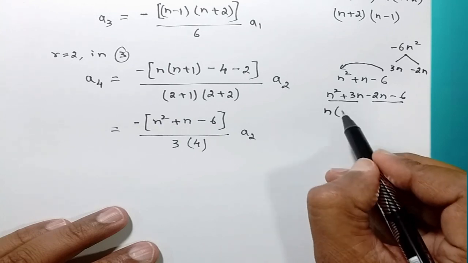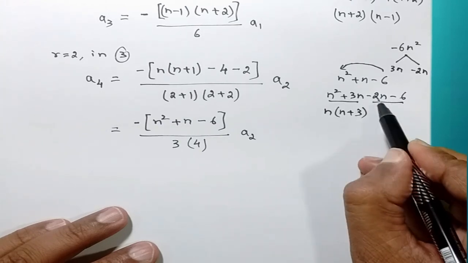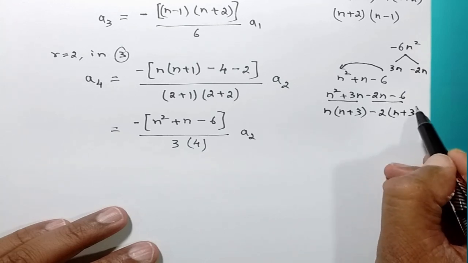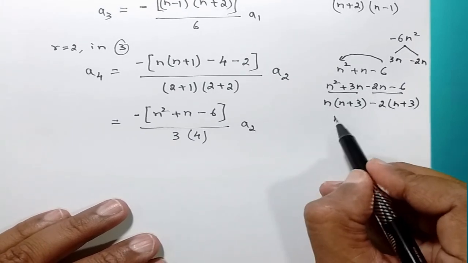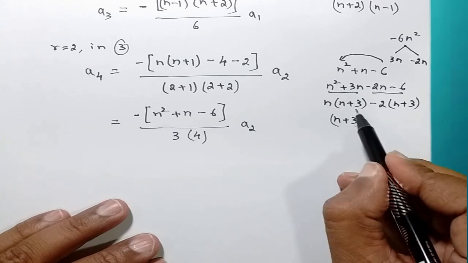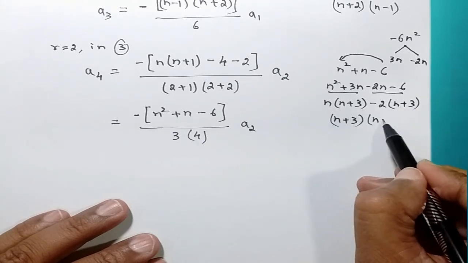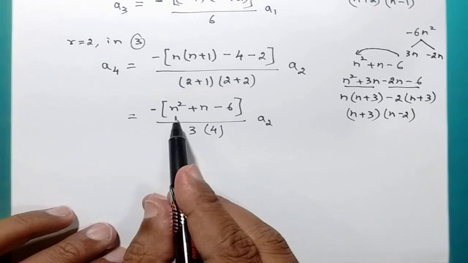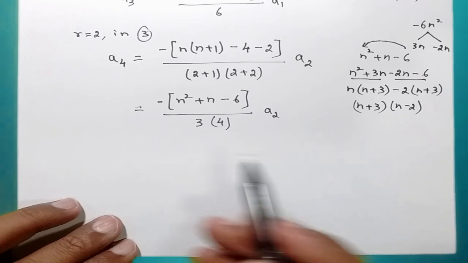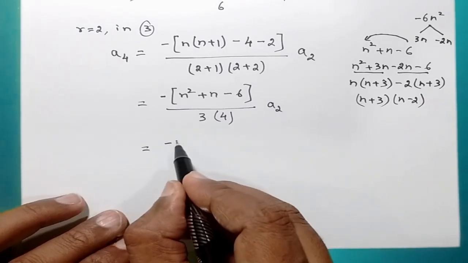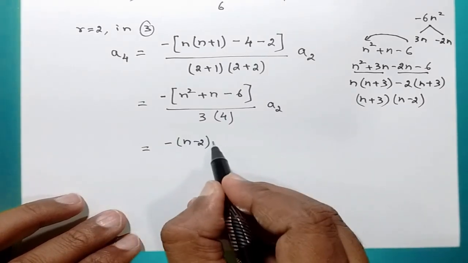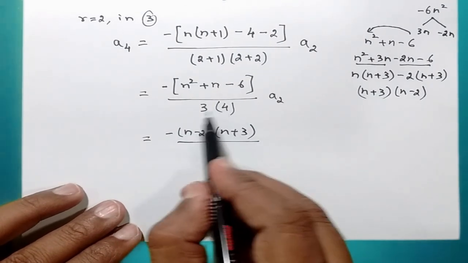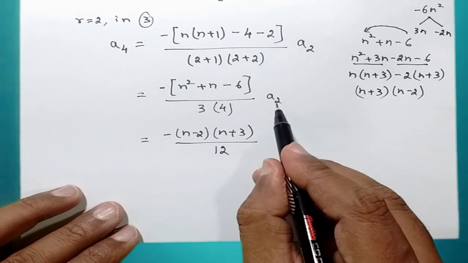n is common, you will be getting n plus 3. Here minus 2 is common, what will be left out? n plus 3. Further, n plus 3 is common here. If you take n plus 3 common, what will be left out? n minus 2. So you can replace this n square plus n minus 6 here as n minus 2 into n plus 3. So it is minus of n minus 2 into n plus 3 whole divided by, what do you have? 4 times 3 will be 12, into a2.